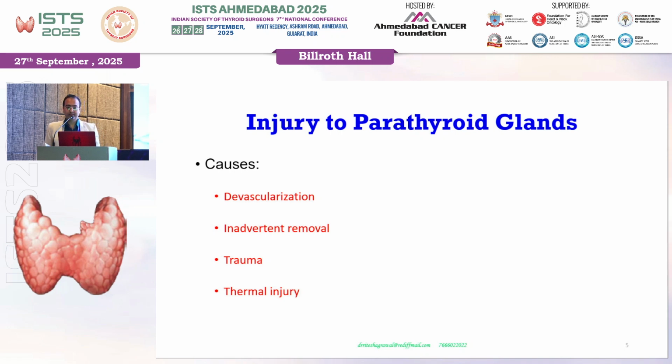Causes of injury to parathyroid glands are usually devascularization, which is one of the most common causes, when we are operating and damaging the vessels inadvertently while doing the dissection. Another is inadvertent removal, where you do not realize it is parathyroid and it is removed. Later we find on histopathology or after checking the specimen that it is parathyroid. Also trauma to the gland directly, or thermal injury by energy sources.